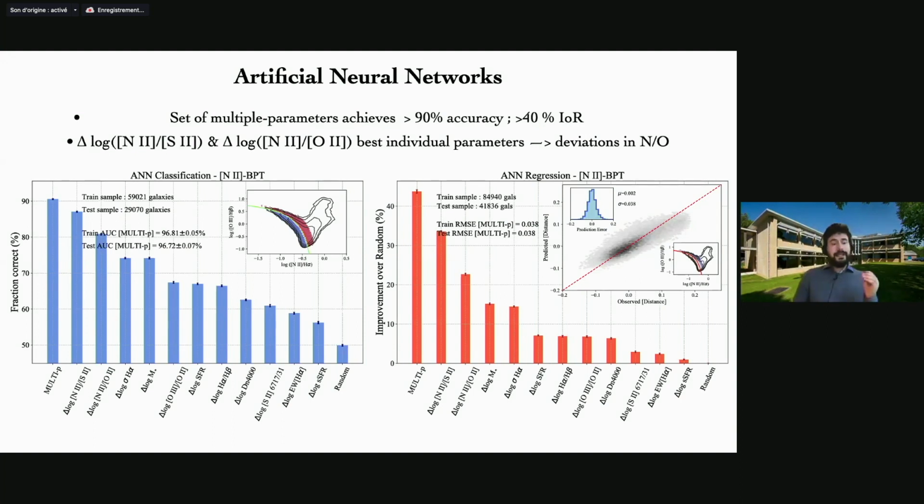Whereas in terms of individual parameters, so when the network is fed with one parameter at a time, we see that parameters which trace relative variations in the nitrogen over oxygen abundance are the ones which perform best by far with respect to all the other parameters in our set, in describing, both in the classification and regression, the offset of the galaxies from the median sequence in the N2BPT.